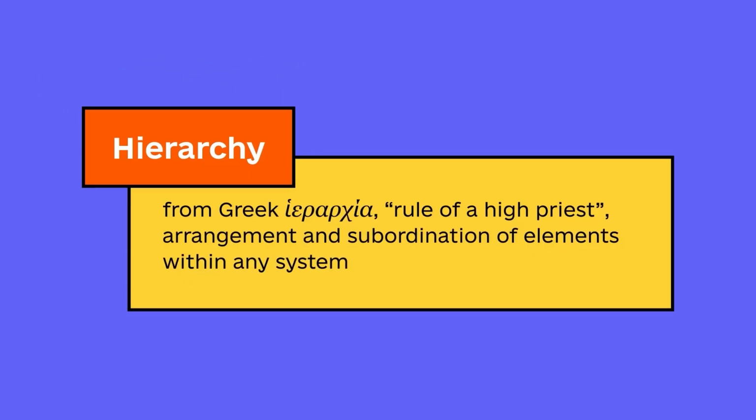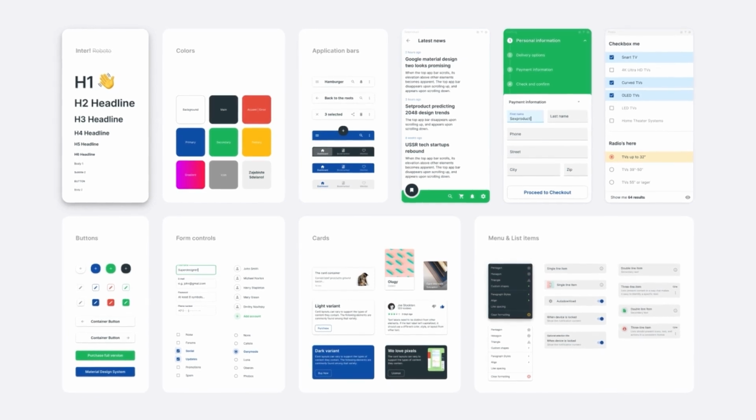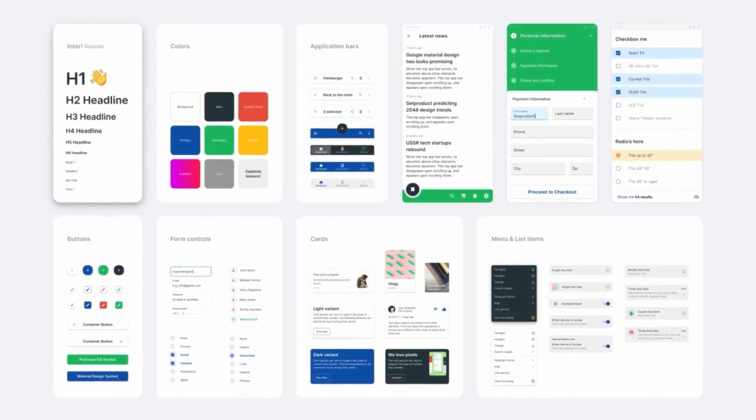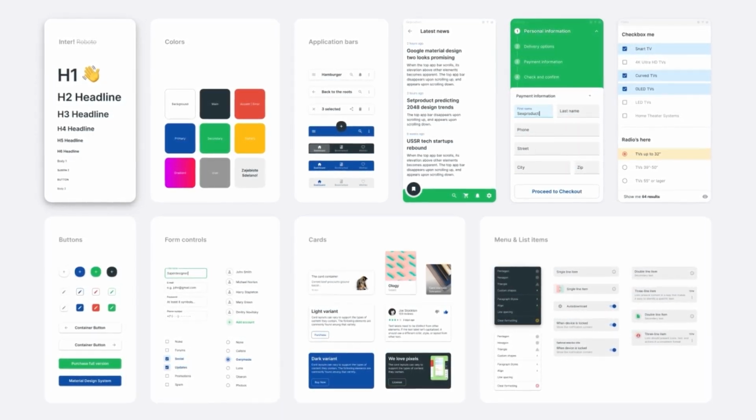The term hierarchy traces its roots to Greek, signifying the rule of a high priest. The modern understanding of this term denotes the organization and subordination of elements within any system. In design, it dictates how objects are grouped and which element takes precedence. Comprehending and adhering to hierarchy is crucial for crafting effective and comprehensible designs.